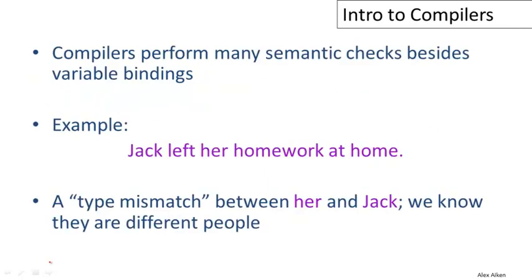Now, compilers perform many semantic checks besides analyzing the variable bindings. And so here's another example in English. So Jack left her homework at home. And under the usual naming conventions, assuming that Jack is male, we know there's a type mismatch between Jack and her. So we know that whoever her is, it is not Jack. And therefore, we know that this sentence is talking about 2 different people. And so this is analogous to type checking.